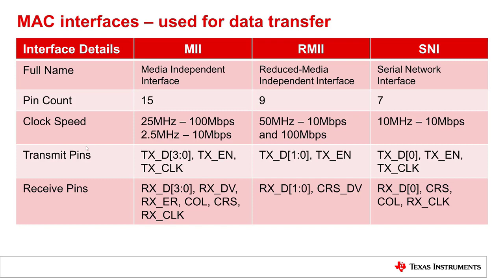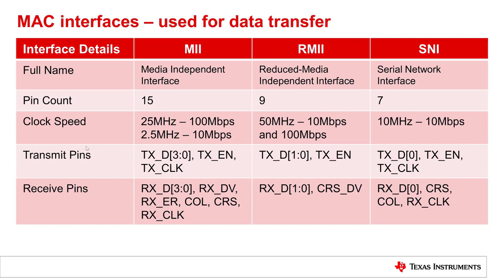I've also listed here the pins that you need. For transmit, you need the transmit data, which is 4 pins, TX enable, TX clock, and for the receive pins you need the receive data, which is 4 pins, receive data valid, receive error, collision, CRS, and clock.